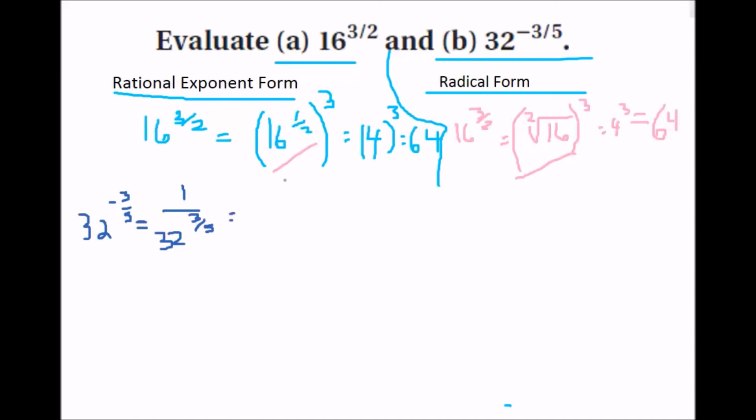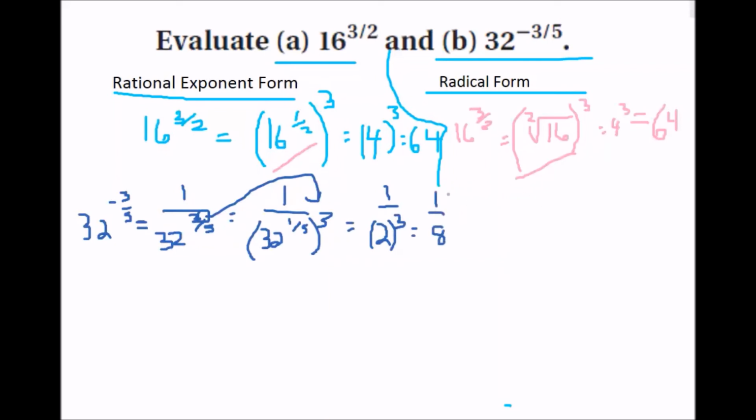We're going to rewrite this as 1 over 32 to the 1/5 to the 3rd power. Because that 5's on the bottom, we write 32 to the 1/5, bring this 3 outside to the 3rd power. 32 to the 1/5, you can plug that into your calculator, and when you do that, you'll get the answer is 2. Leave that 3rd power. 2 to the 3rd power is 8, so our answer is 1 over 8.